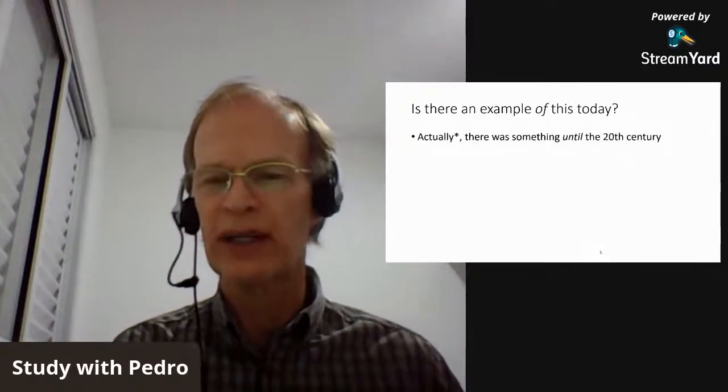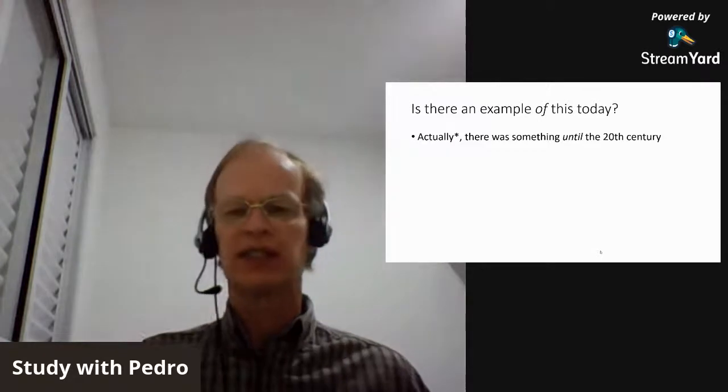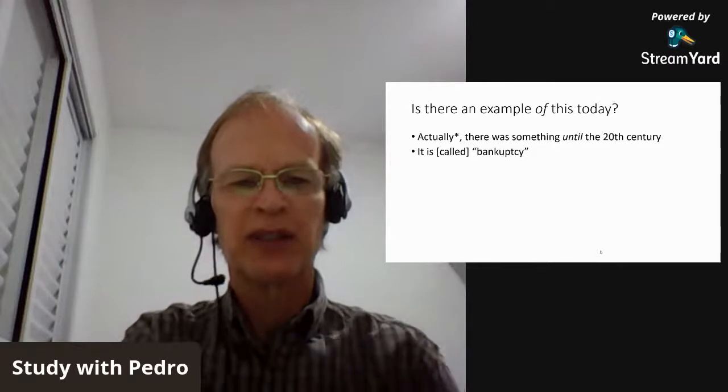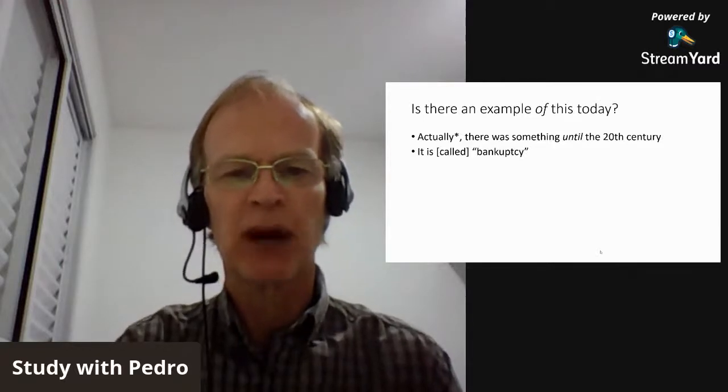Let's take a look. Actually, there was something until the 20th century, the século XX. It is called bankruptcy. Now, you know, bankrupt, oops, I spelled that wrong. There's an R in bankruptcy. It is called bankruptcy. So there was something, and this is bankrupt. Now, you know, bankrupt is falência.